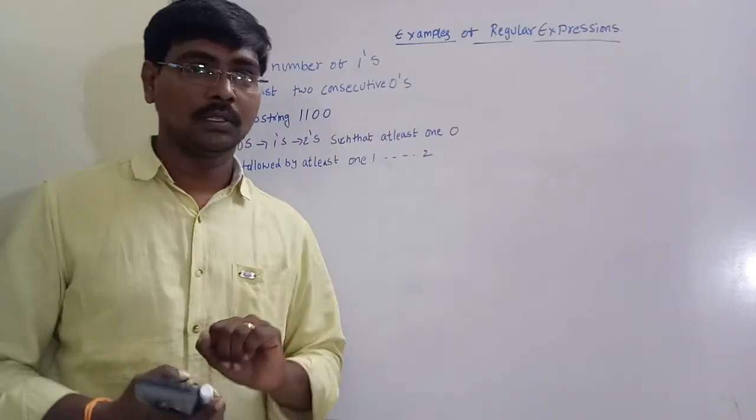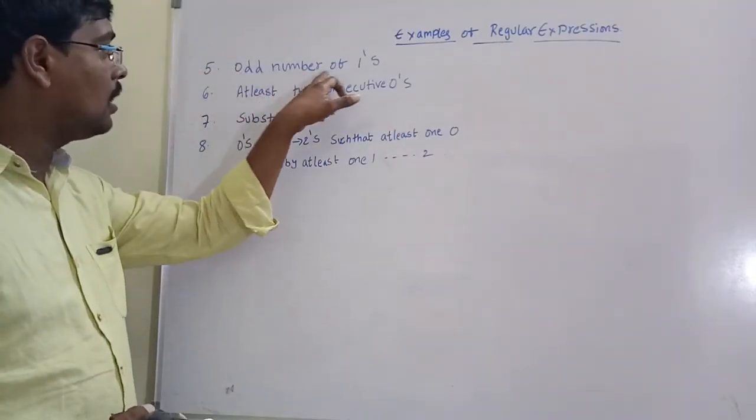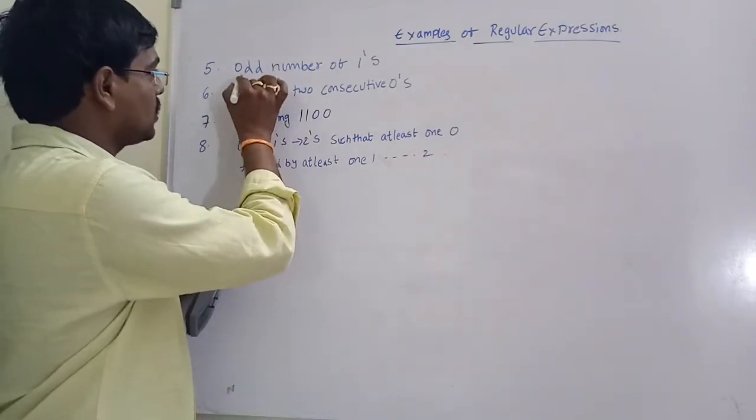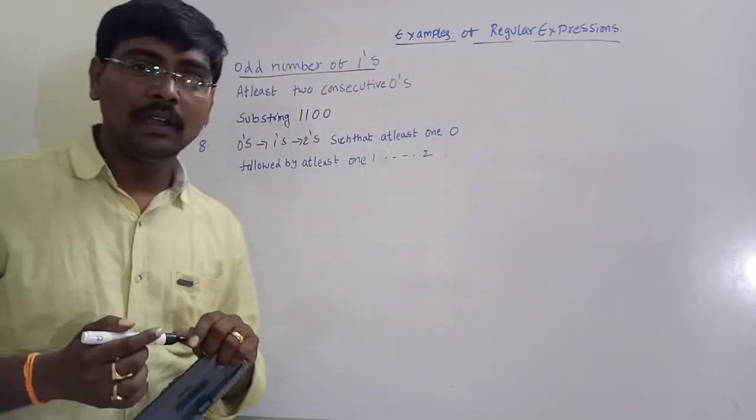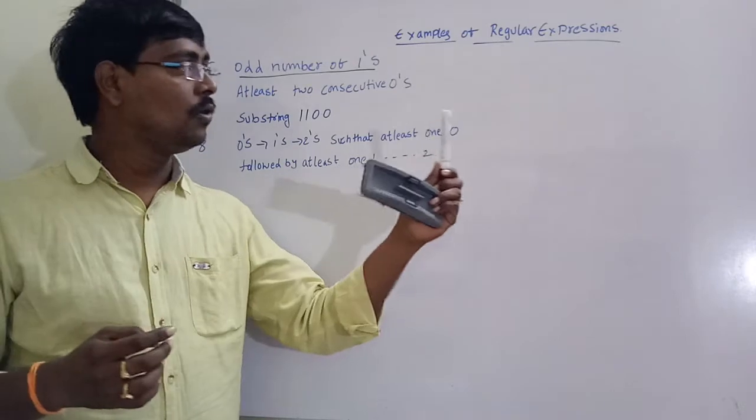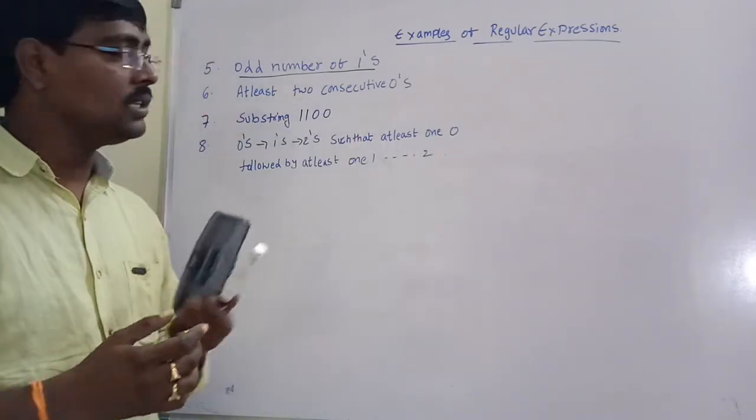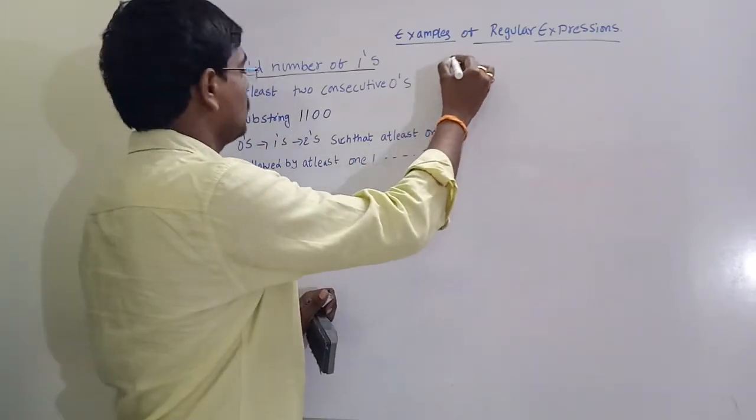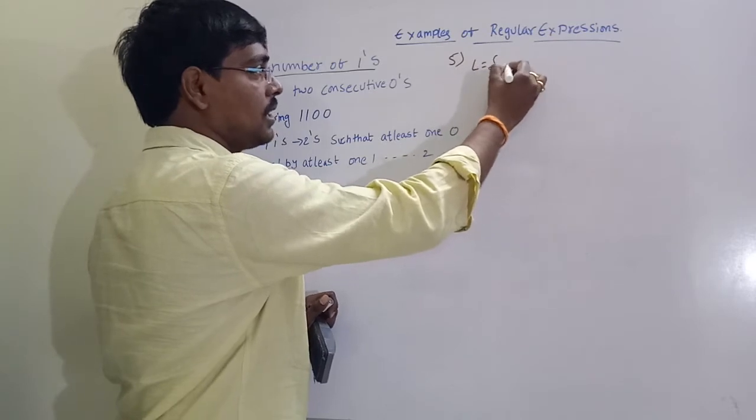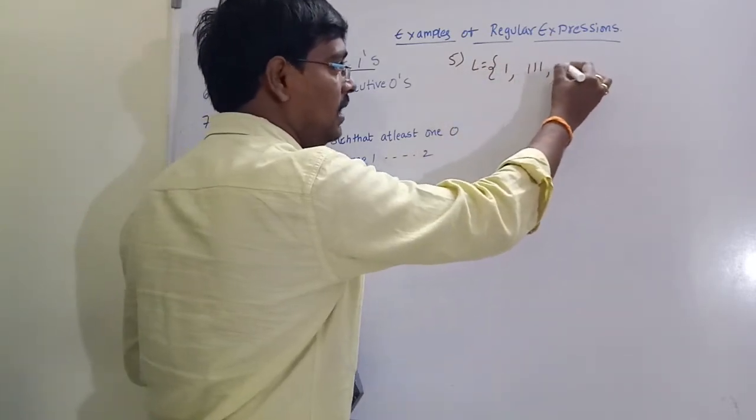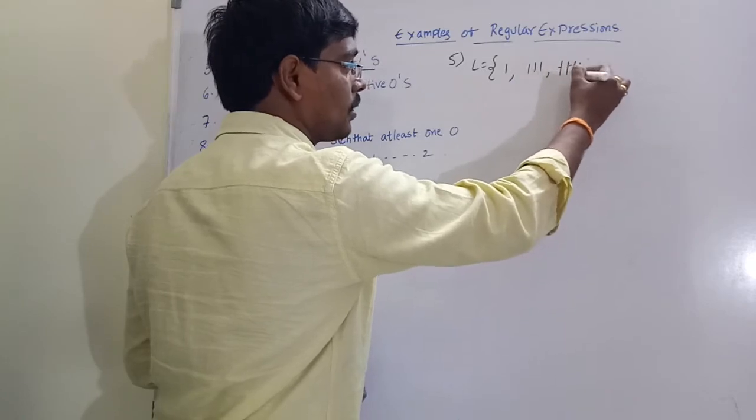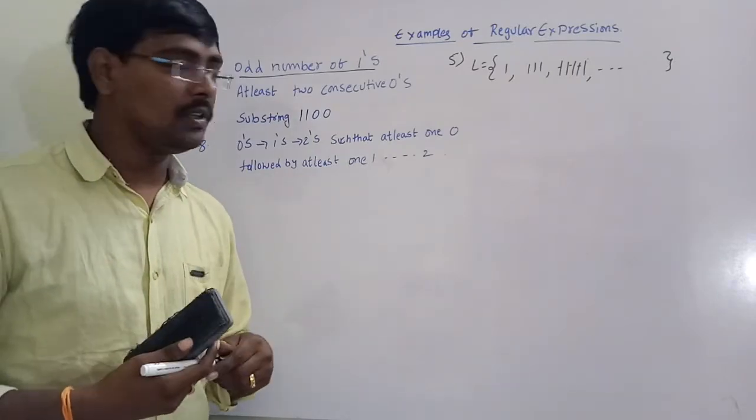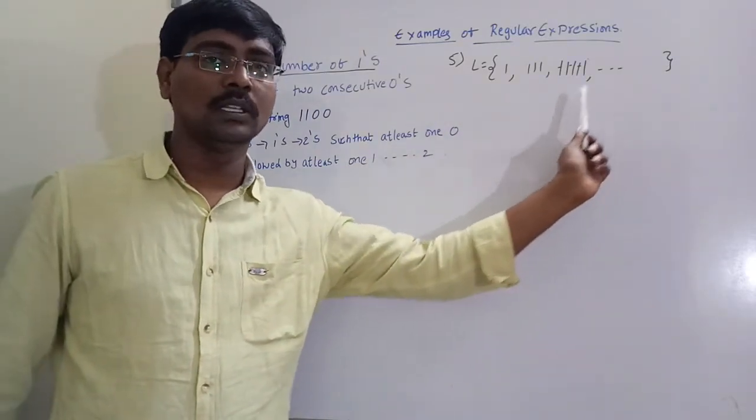Now consider these examples. The first one is odd number of ones. In the last session, we already discussed even number of ones. Even number means either 0, 2, 4, 6 ones. So simply the answer is 11 whole star. But here, with odd number, what is the language? The language is either 1, 3 ones, 5 ones, and so on, 7 ones. This is the language. If even number, it means either 0, 2 ones, and so on.